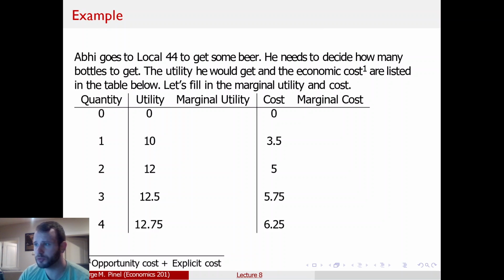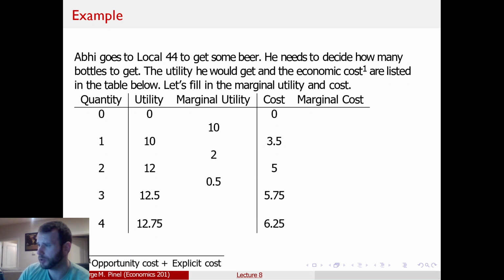So if he consumes 0 beers, he gets 0 utility. If he consumes 1 beer, he gets 10 utility. What's his marginal utility from consuming 1 beer? It's 10. His first beer gives him 10 units of pleasure. Okay. What's his marginal utility from consuming that second beer? Well, it's going to be the utility of 12 minus 10. So his marginal utility is going to be 2. Okay, so consuming a second beer makes him a little bit happier, but not as happy as the first beer.